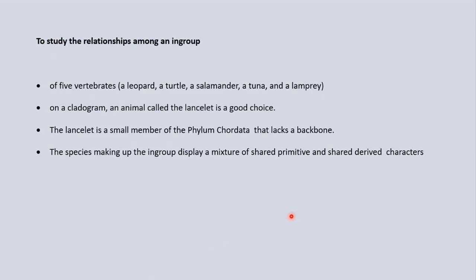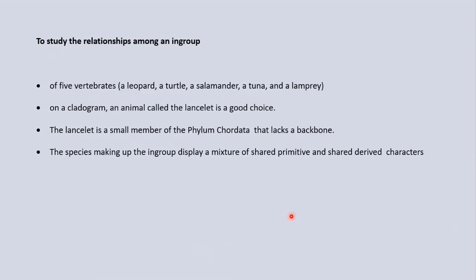a salamander, a tuna, or a lamprey, you need to go Google what these are. I'm sure most of you know a leopard. Anyone who knows a turtle? A salamander? I didn't put up the pictures. Yeah, I like putting pictures.